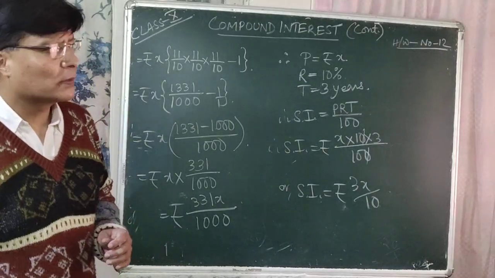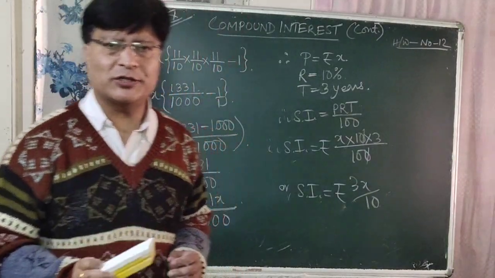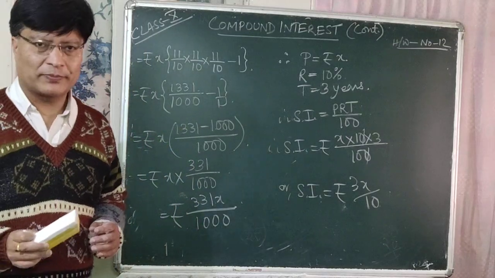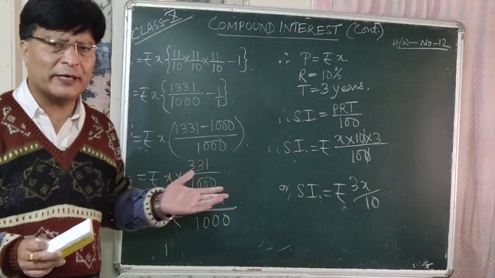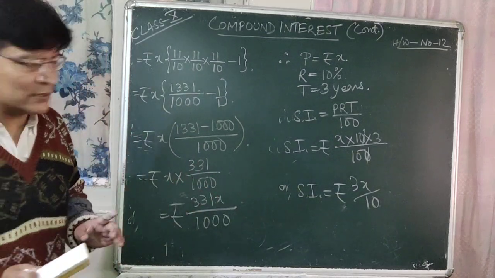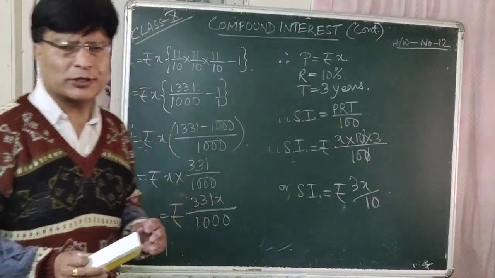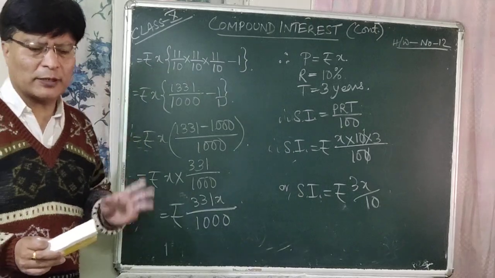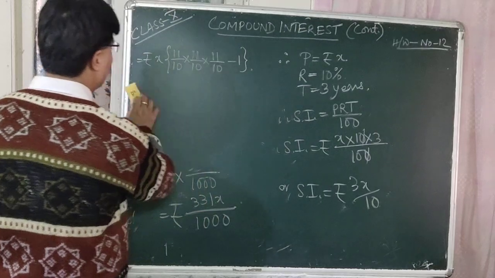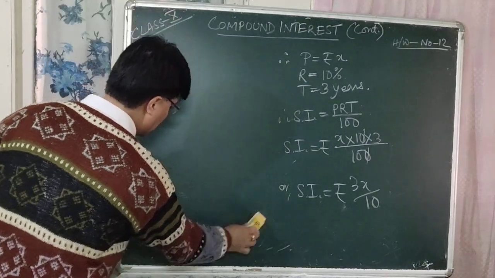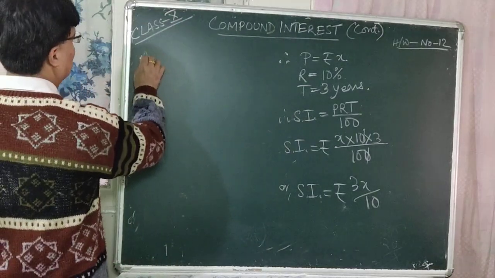So now, what is the condition given in the question? It is given that compound interest minus simple interest is equal to rupees 930, isn't it? You can check the question. Compound interest minus simple interest is equal to rupees 930. Okay. So let us write down that condition.